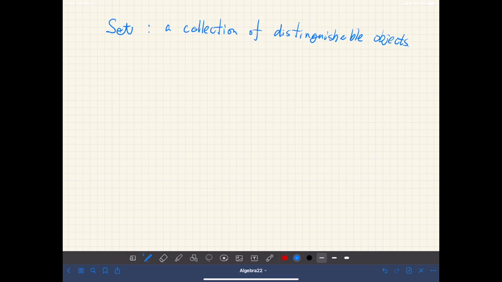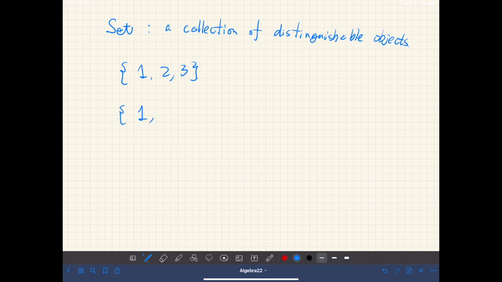For example, we write a set like this: 1, 2, 3. So this is a set of 3 objects that are numbers 1, 2, and 3. And obviously, in a normal sense, we can distinguish between 1 and 2, 1 and 3, and 3 and 2, and so on, right? So this is a set.